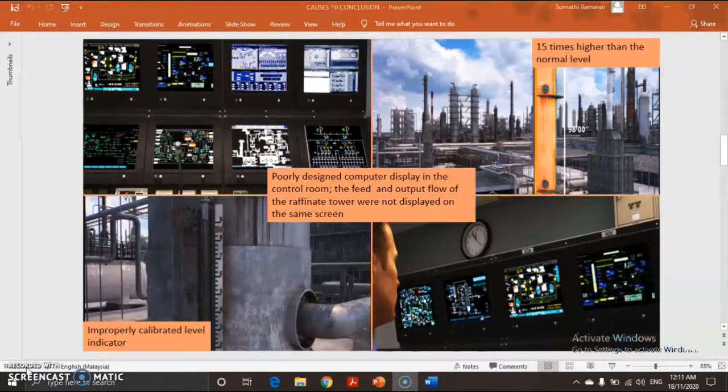The refinery tank was continuously filled again and again. Now the liquid inside the tank was 15 times higher than the normal level, and there was no output at all. There was only feeding inside the tank, and the poorly designed computer display does not display the feed and output flow of the refinery tank on the same screen.